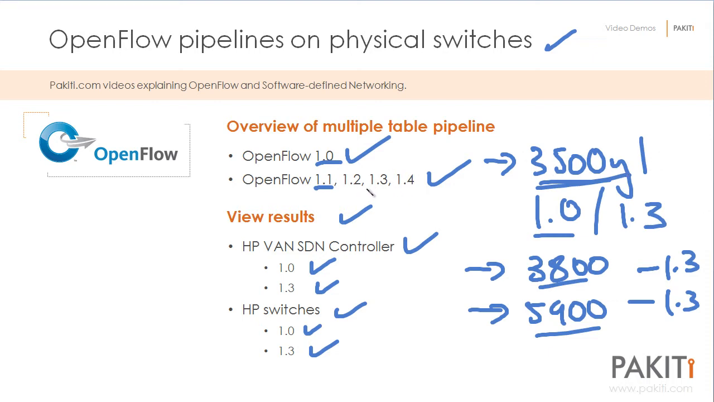The reason why I'm going to demonstrate on OpenFlow 1.3 is that at the time of this recording, HP switches do not support OpenFlow 1.4. The highest release of OpenFlow that they support is 1.3. But a multiple table pipeline was introduced in OpenFlow 1.1, so that won't affect this demonstration.